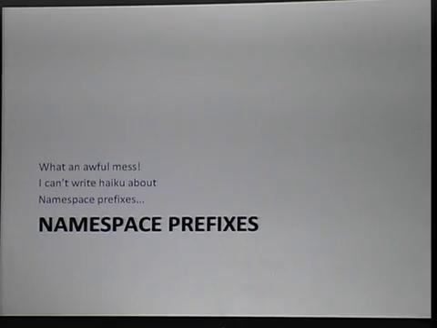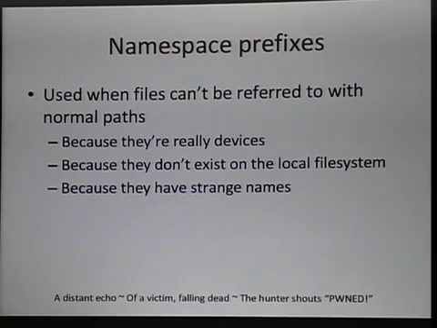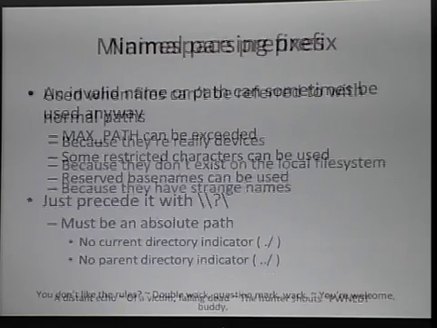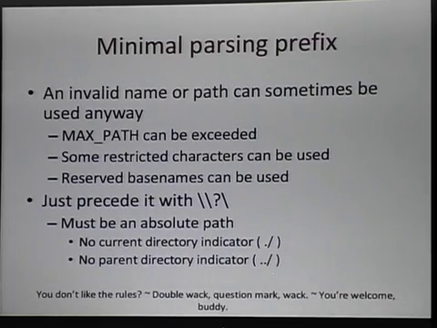Okay, so next thing I want to talk about is namespace prefixes. Namespace prefixes are just things that you can precede file paths with to sort of change what they're pointing to. And you use this because the things you're pointing to are really devices, or they don't exactly exist on the local file system, or because they have names which violate the normal restrictions. Interesting thing about this, you can violate a lot of the restrictions that you would normally encounter when trying to create or work with files in general on a Windows system.